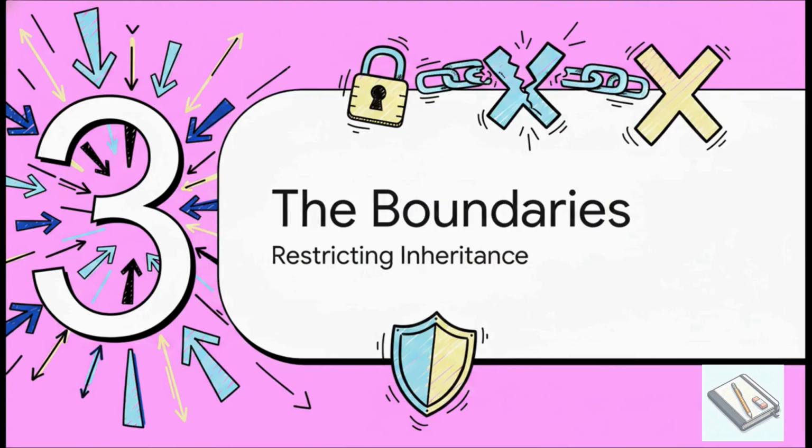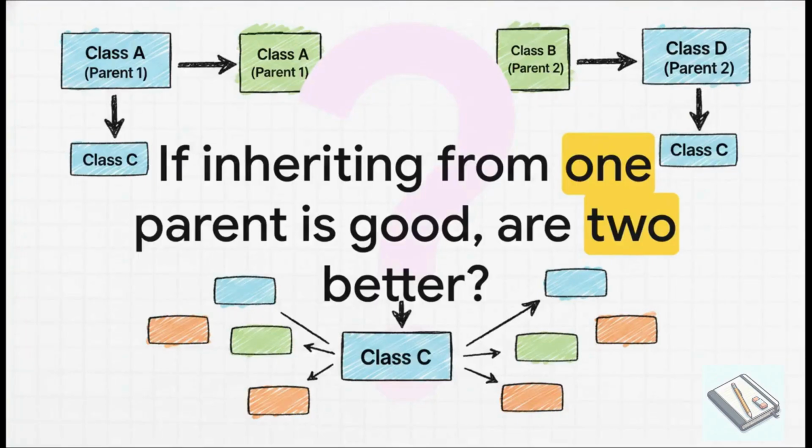Now, inheritance is incredibly powerful, but with great power comes the need for a little control. Sometimes you actually want to prevent inheritance. So let's talk about the boundaries. It's a natural question to ask, right? If inheriting from one parent is so useful, why not inherit from two or three? You could get even more functionality for free.